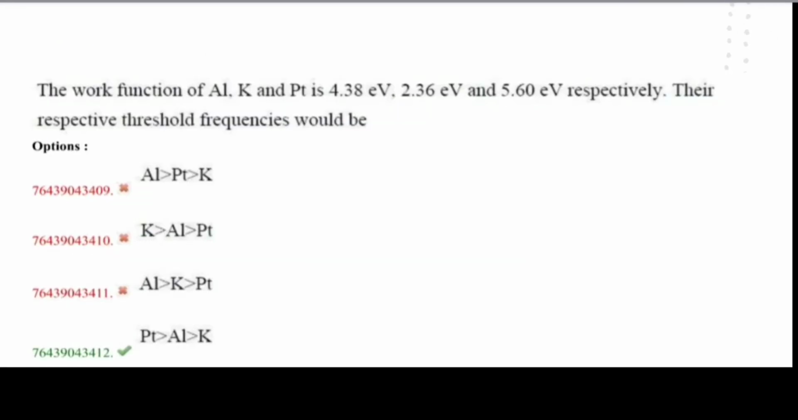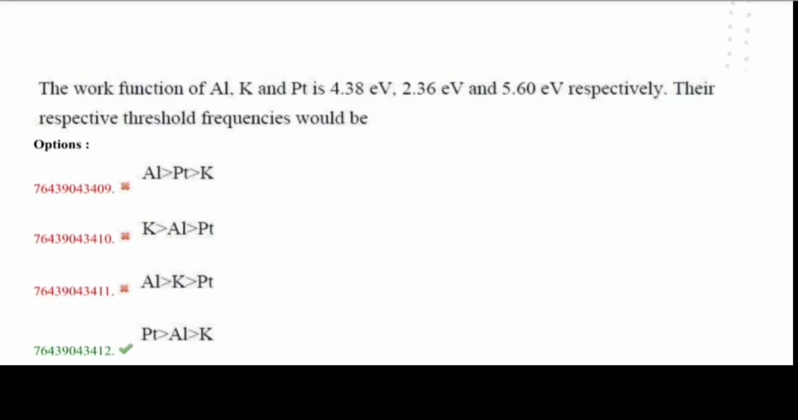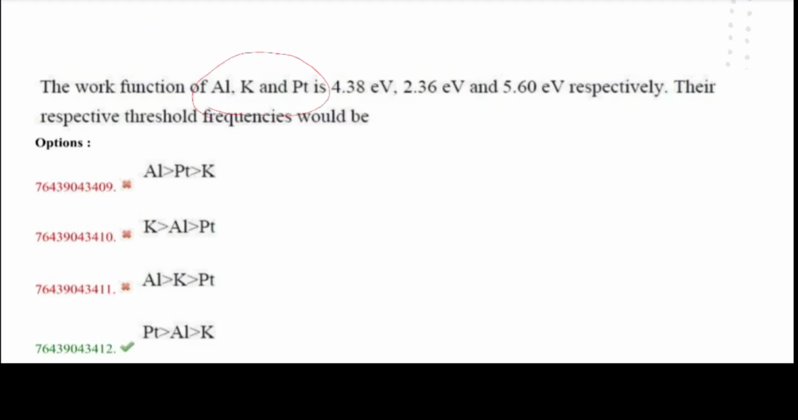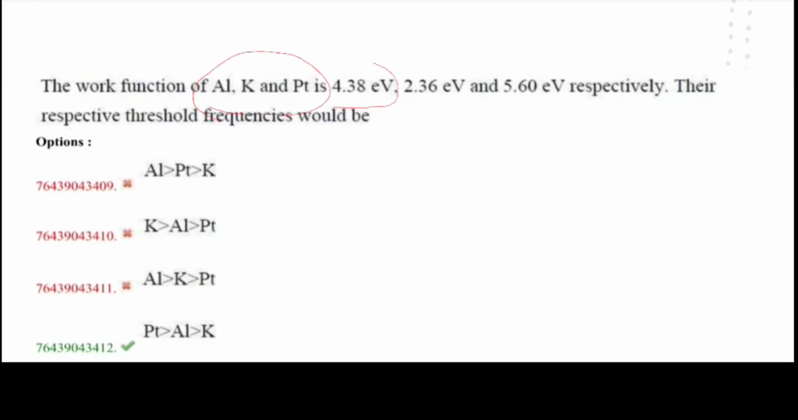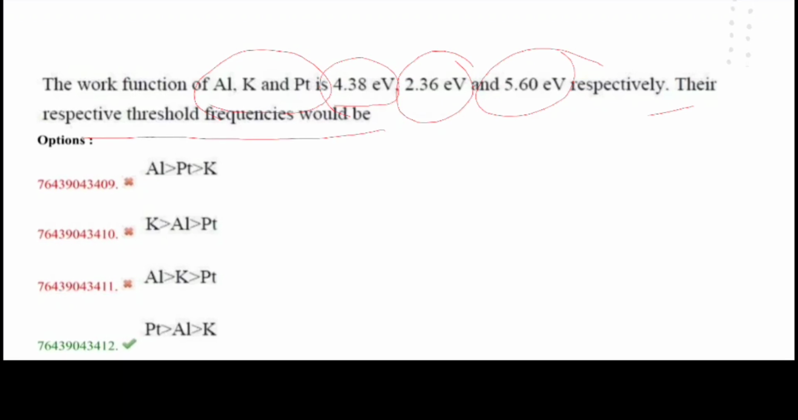Here the question reads, the work function of Al, K and Pt is 4.38 eV, 2.36 eV and 5.60 eV respectively. Their respective threshold frequencies would be. So here three metals Al, K, Pt are given with their work function values 4.38 eV, 2.36 eV and 5.60 eV. He is asking what their respective threshold frequencies would be.